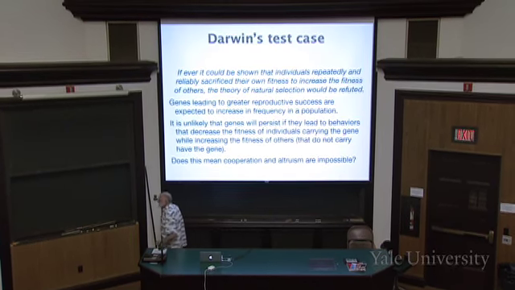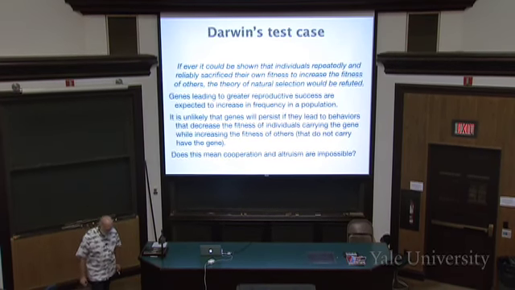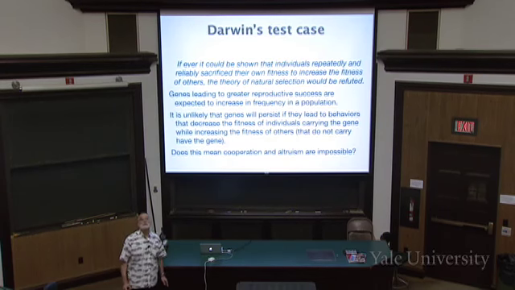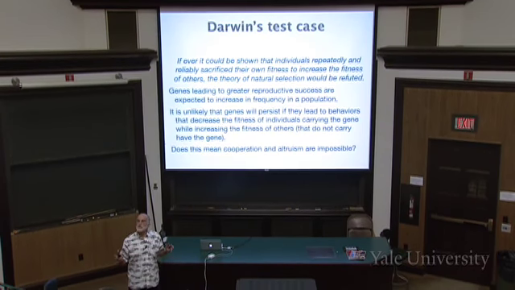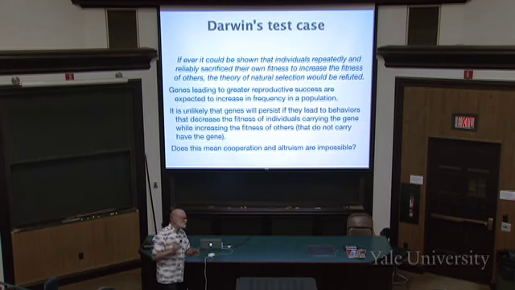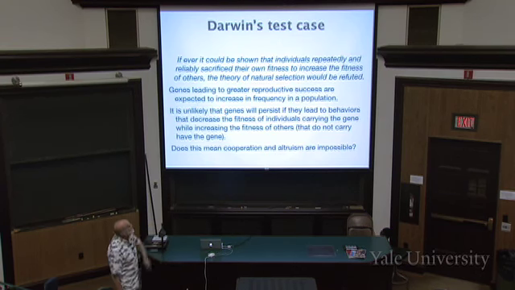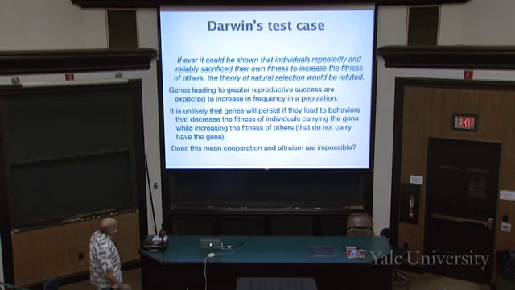Now, this line of research was really provoked by Darwin's honest admission, something that I think every transparent and intellectually honest scientist ought to do. He stated the conditions under which he should be willing to abandon his theory. If ever it could be shown that individuals repeatedly and reliably sacrifice their own fitness to increase the fitness of others, the theory of natural selection would be refuted. Well, naturally that attracted attention.